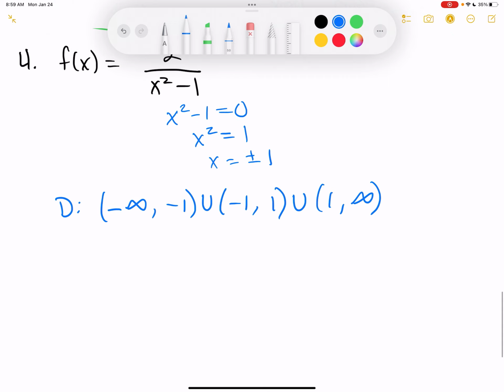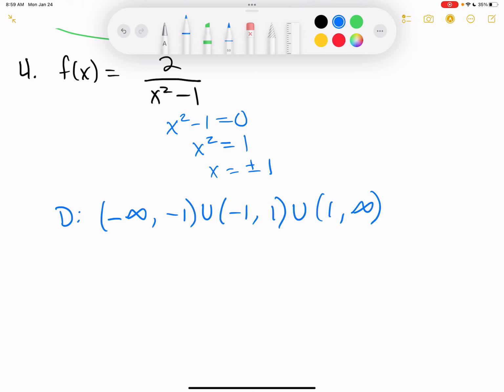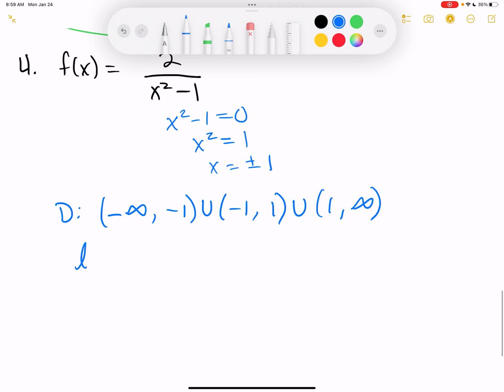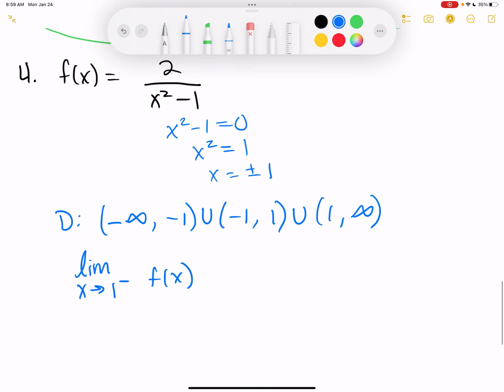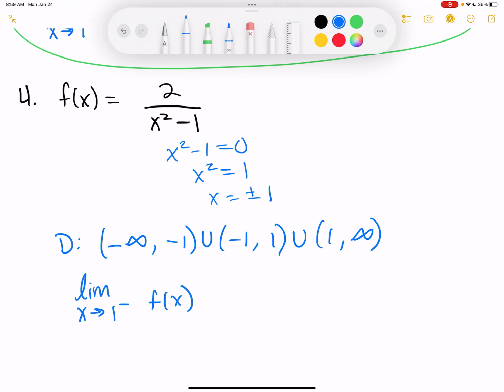Okay, so now we're gonna look at the limits. So I'm gonna use 1 just because it's easier. If you have the option to use a positive number, use a positive number. Most of the time it's easier instead of having to think about -0.000, whatever. So the limit as x approaches 1 from the left of f of x. So again, 1 from the left is like 0.99999.